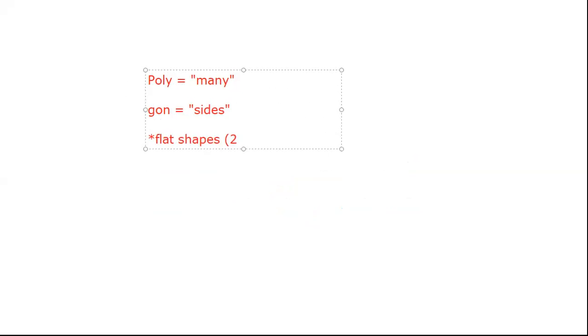So let's break the word up. Poly equals many. Gon equals side. So polygons are flat shapes. They're just two-dimensional. They don't have any thickness. So we're not talking about a sphere or a cube. We're talking about flat things that you can draw on a piece of paper. And they have many sides, so usually three or more sides. That's what a polygon is.